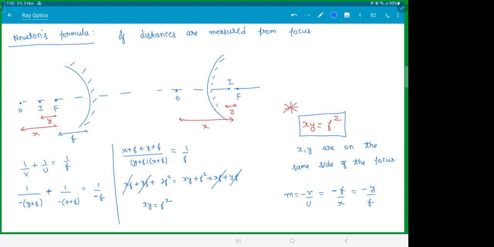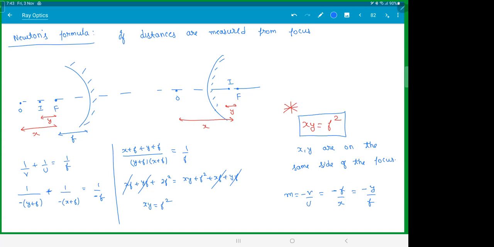Clear, everyone? Any doubts on this? It's a good result. Meaning, if you remember those cases, you take any way. Both the things will be on the same side of the focus. Either both are left of the focus or both are on the right side of the focus. Clear? Next one, the UV graph.